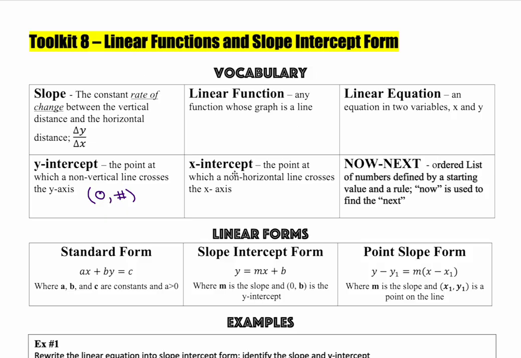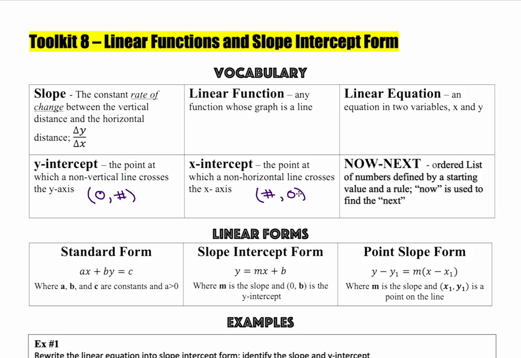Okay. The x-intercept is the point at which a non-horizontal line crosses the x-axis. With linear functions, there can only be one x-intercept, or there can be no x-intercept. However, you cannot have multiple x-intercepts since this is a line and will only cross through one time, and it will not turn back and cross again. The x-intercept is written as (a number, 0), because it is when the y value is 0.